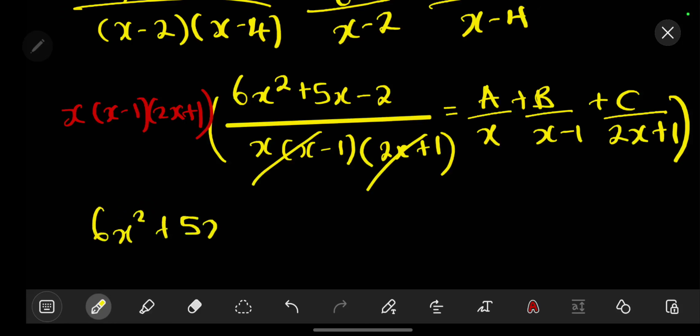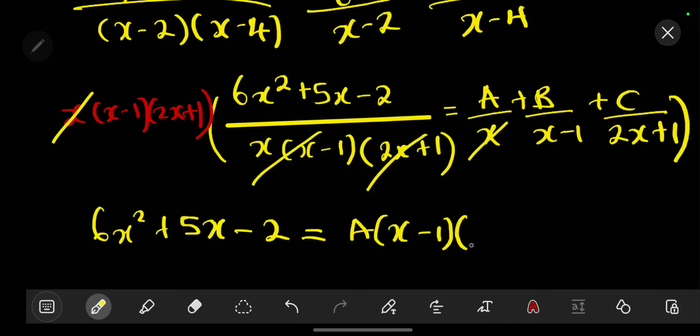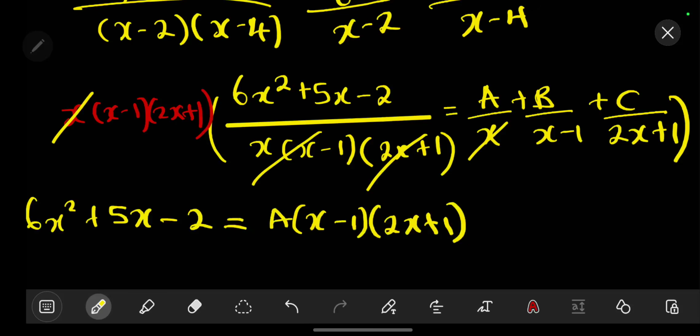plus our 5x minus 2 should be equal to, we have our a, then when our a multiplies that, we are going to end up with just this x cancelling with this x, then we are going to remain with two terms. We have our x minus 1, we also have our 2x plus 1, like that. Then we are going to have plus our b, like that. Then we are going to get something like this.